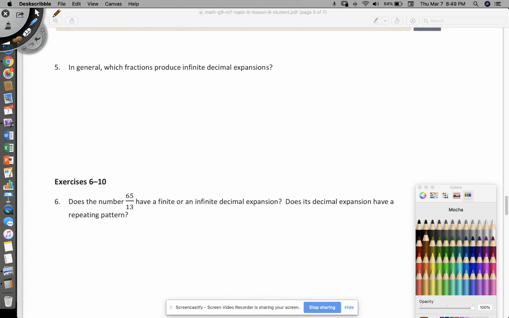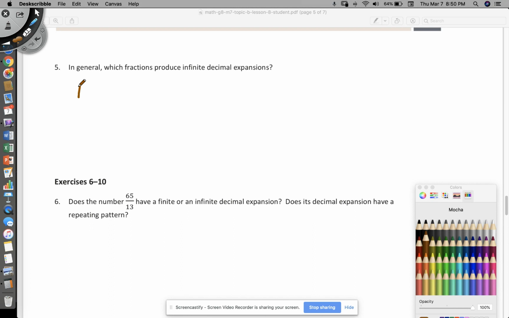Now, I want to work with you on number 5. Number 5 says, in general, which fractions are producing infinite decimal expansions? So which ones are the ones that are giving you those repeating decimals or those never-ending decimals? And as you remember in the previous lesson, I mentioned that it had to be a power of 10s, which means it had to be factors of 2s and 5s. All of the ones that we've had that are infinite, their denominators are not a factor of 2 and 5. So that's what we're going to say.